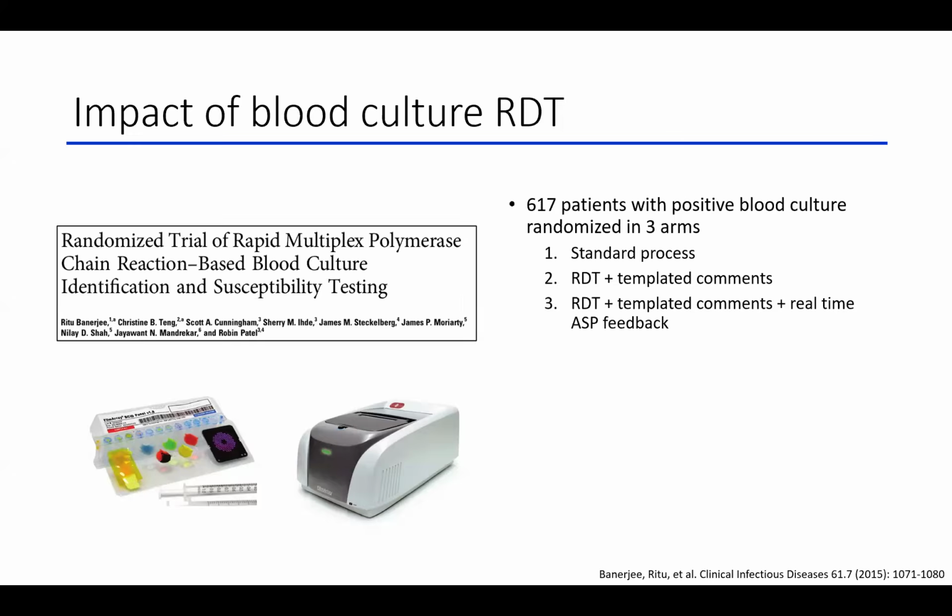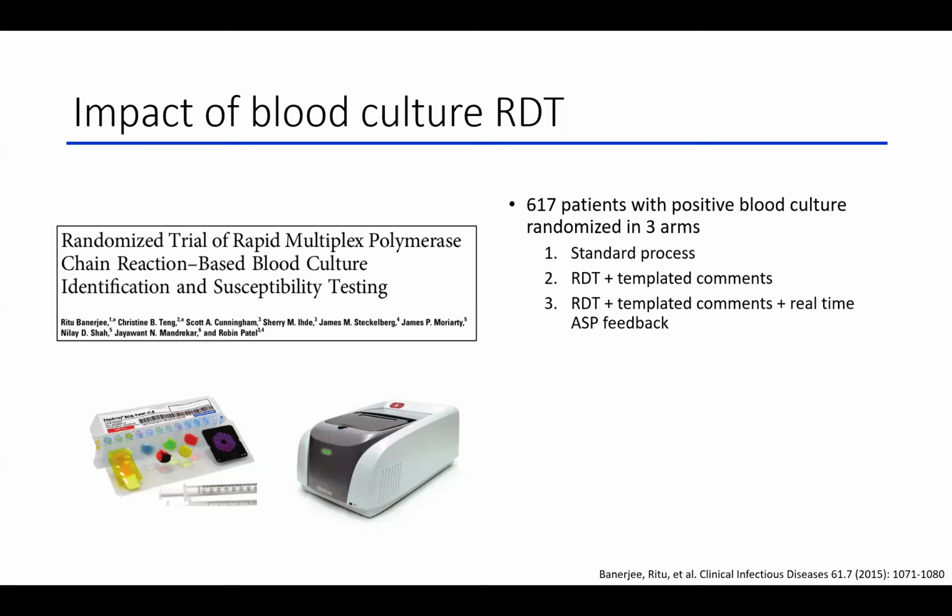There were 617 patients with a positive blood culture, and they randomized into 3 different arms. So as soon as the blood culture went positive, they got assigned either standard process, which was culture, or group number 2, maybe you got the rapid diagnostic test and you got a templated comment. That means it was reported with a comment, maybe giving you some kind of guidance on antimicrobial use. And then group number 3, which was very ahead of its time back then, was you got your rapid diagnostic test, you're going to get your templated comments, and then you're going to get real-time antimicrobial stewardship feedback.